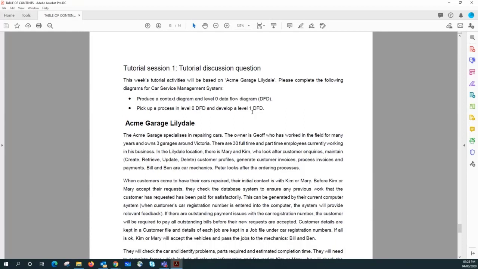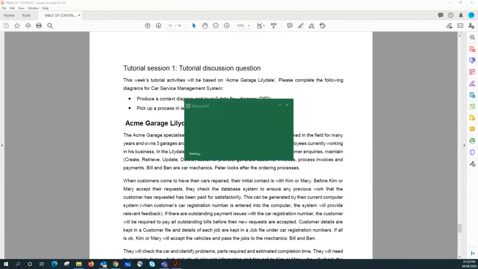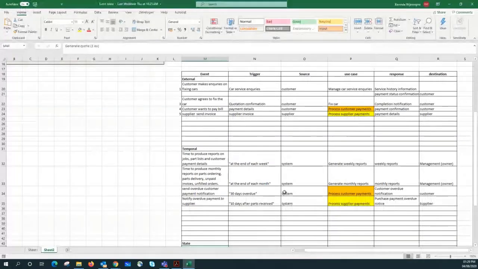Now remember the event table we have created last week. So we need to modify the event table a little to fit into the data flow domain. Okay. So let's go back. I think I have saved my event table. I may need to do a little bit of modification. So let me open it. Remember we have done this in an Excel sheet last week.